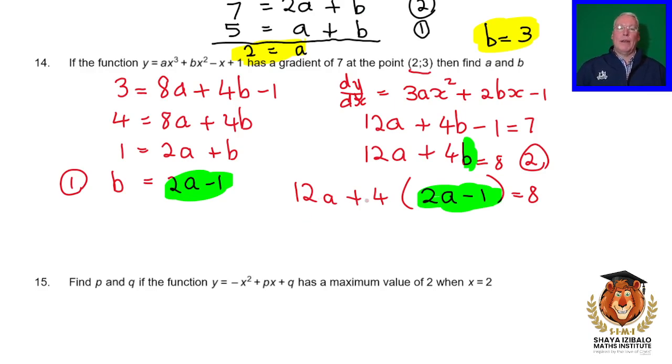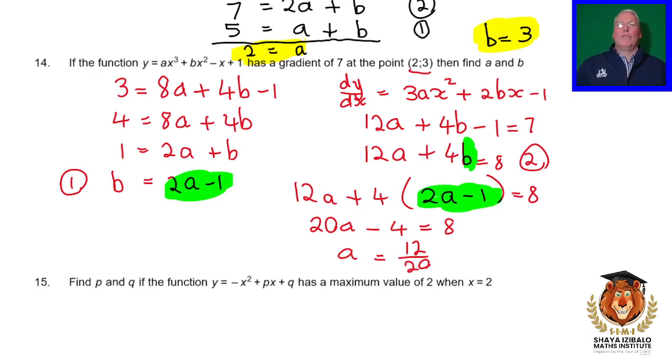So we're going to get 12a plus 8a. We're going to get 20a minus 4 equals 8. So we're going to get a equals 12 over 20, which is sounding a little bit unfriendly, but I'm just going to pause the video and check that I haven't made a silly mistake. Indeed, I have made a silly mistake.